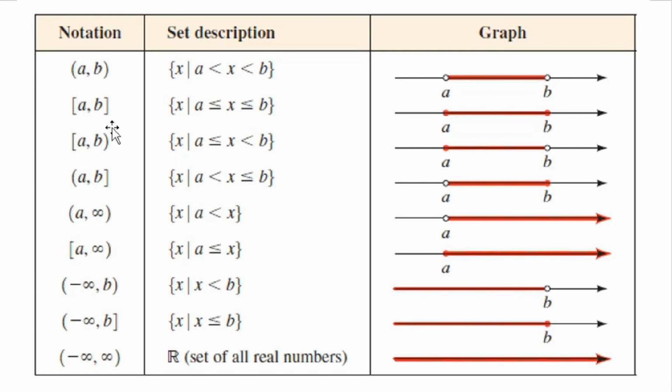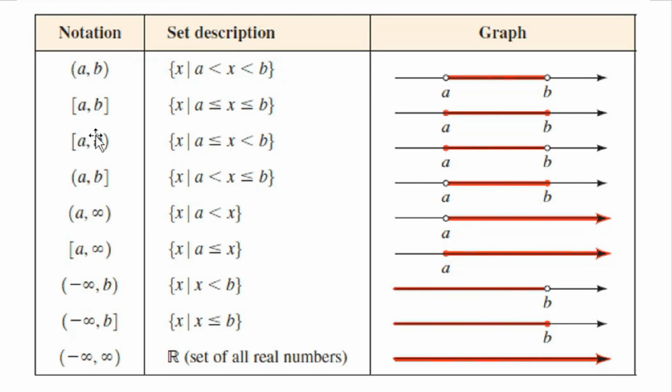For the closed interval [a, b], the set is all x such that x is greater than or equal to a and x is less than or equal to b. We use the closed dot here, meaning the values of a and b are included. Next, we have a combination of the closed bracket and the open parenthesis, [a, b). It is the set of all x such that x is greater than or equal to a and x is less than b. Since x is greater than or equal to a, we write a closed dot there, and for x less than b, we use only the open dot.